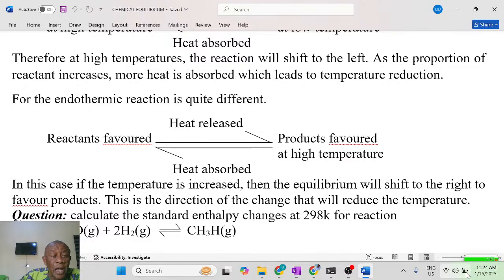As temperature increases, the reverse reaction increases, so more heat is absorbed, which leads to temperature reduction. For an endothermic reaction this is quite different: for the forward reaction, heat is absorbed and products are formed at high temperature, and at low temperatures you have more of the reactants.